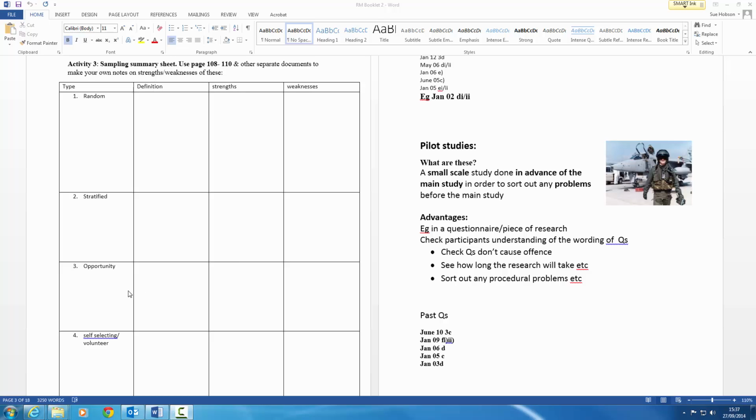Okay, and then moving on to opportunity sampling. We've got two here. We've got opportunity, and we've also got self-selecting, or otherwise known as volunteer sampling. These are very different, and I don't want you to confuse them. Okay, so let's have a look at the definition of opportunity sampling.